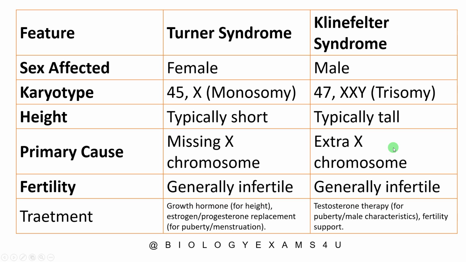In both cases, the affected individuals are infertile, but there are some assisted reproductive strategies to make them fertile. There are reports of success with assisted reproductive strategies. Treatment includes growth hormone treatment for height and estrogen-progesterone replacement in the case of Turner syndrome. In Klinefelter syndrome, there is testosterone therapy and also fertility support.